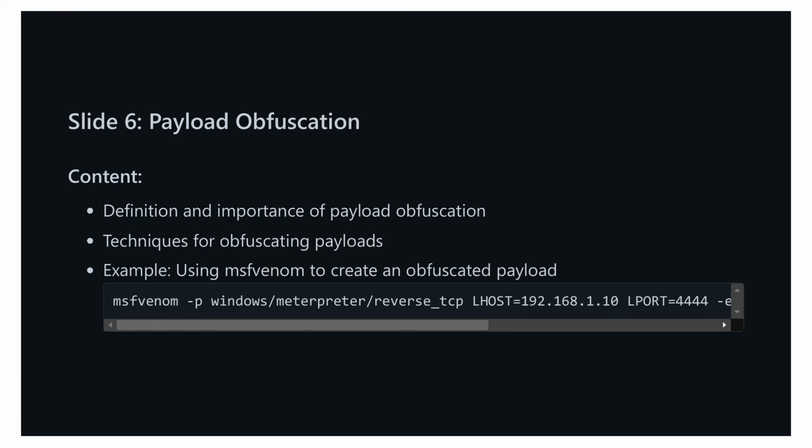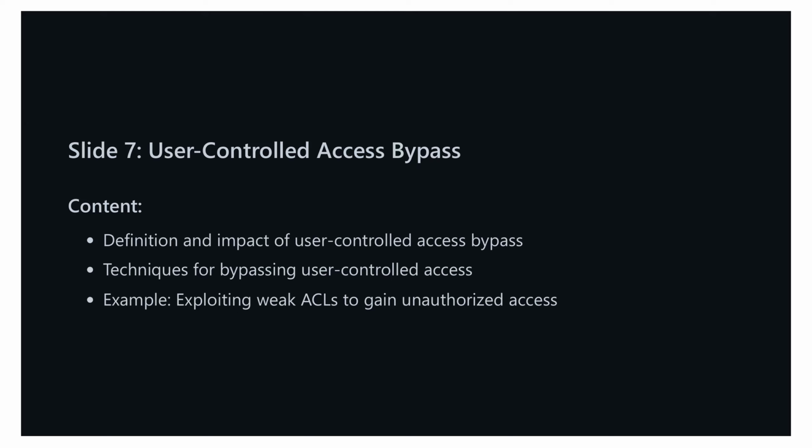In the next slide, we will explore user-controlled access bypass. This involves exploiting weaknesses in user-controlled access mechanisms, often due to improper or weak ACLs, access control lists, to gain unauthorized access. On our previous slide, we discussed payload obfuscation, its definition, and why it's crucial in penetration testing. We covered various techniques for obfuscating payloads, and we even looked at an example using MSFvenom to create an obfuscated payload. Now, let's turn our attention to Slide 7, User-Controlled Access Bypass.